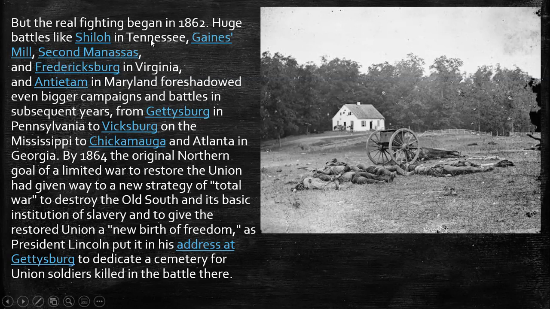But the real fighting began in 1862. Huge battles like Shiloh in Tennessee, Gaines Mill, Second Manassas, Fredericksburg, and Antietam in Maryland foreshadowed bigger campaigns and battles in subsequent years. So from Gettysburg to Vicksburg to Chickamauga, all these were huge, big battles. The one thing about the Civil War was it's like father against son. It could be neighbor against neighbor, brother against brother, right? So it was people fighting on either side. And it was a huge war.